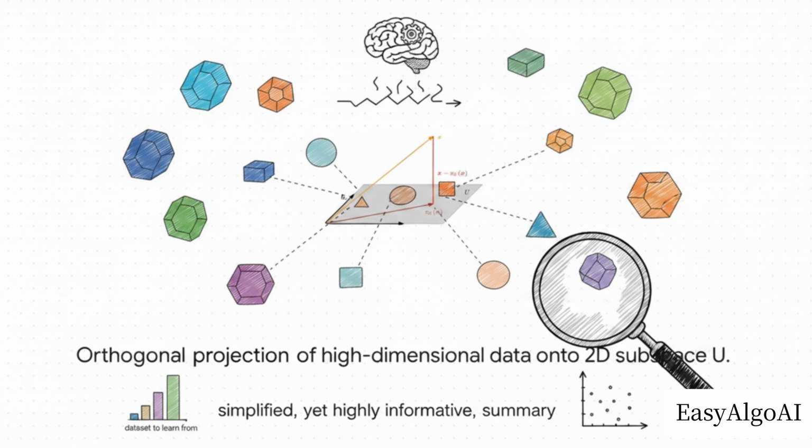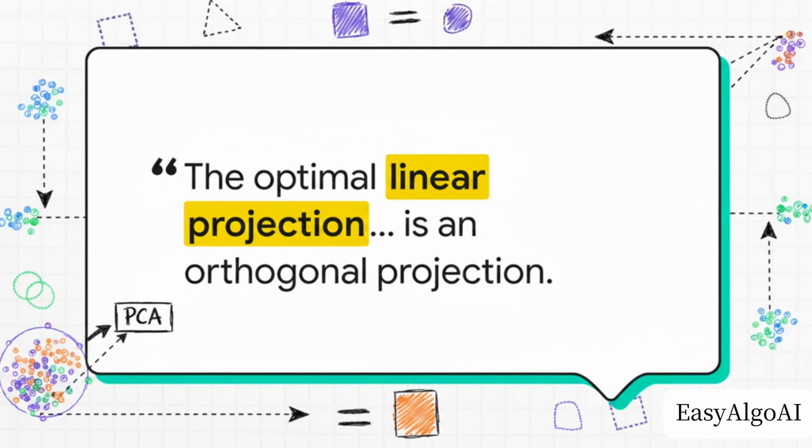Why a 2D plane instead of a line? Well, a 1D line might only capture, say, the overall brightness of an image dataset. But a 2D plane? That can capture both brightness and texture, preserving much more of the original story. By doing this, we give our machine learning algorithms a perfectly simplified, yet highly informative summary of the original dataset to learn from. Take a look at this quote right here.